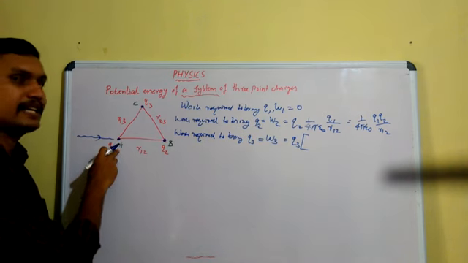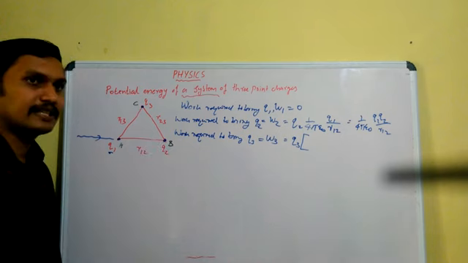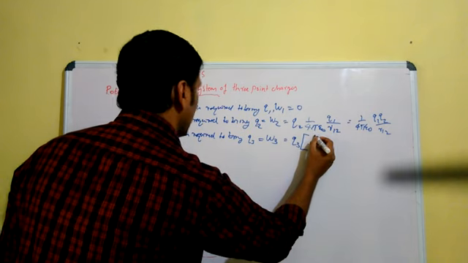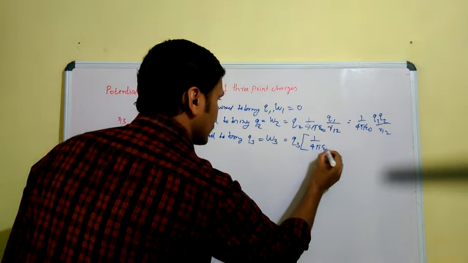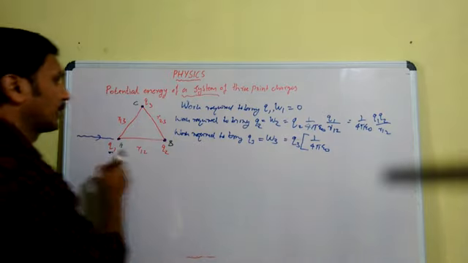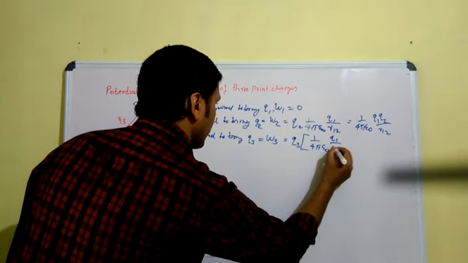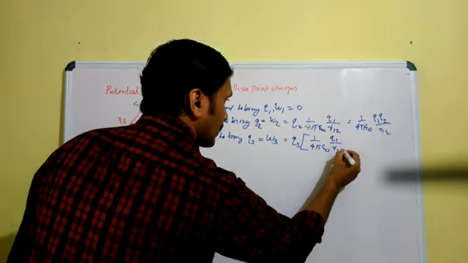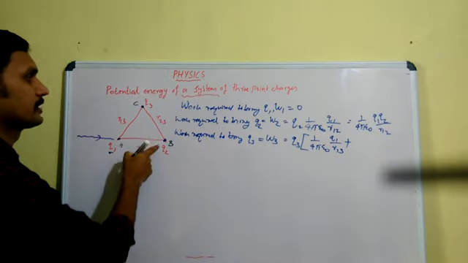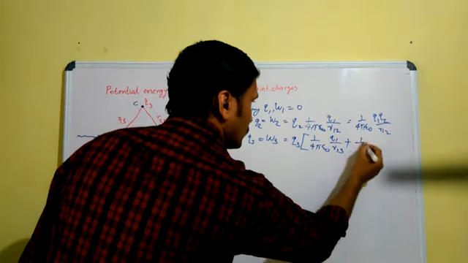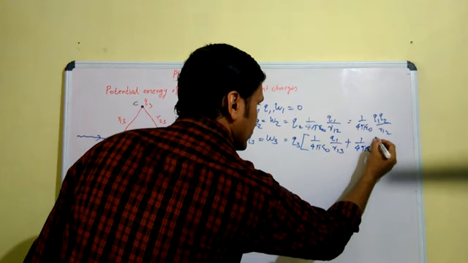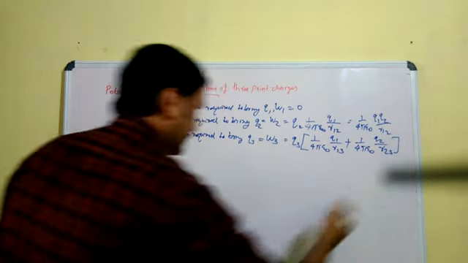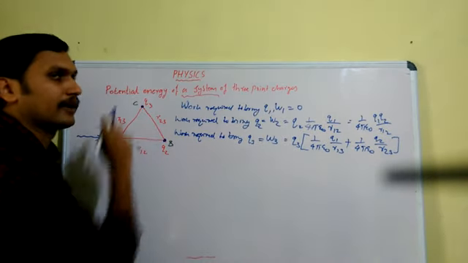What is the total potential at C? It is the potential due to the charge at A plus the potential due to the charge at B. The potential at C is 1 by 4 pi epsilon 0 times Q1 by the distance between Q1 and Q3, which is R13, plus the potential due to Q2 at point C, which is Q2 by R23.